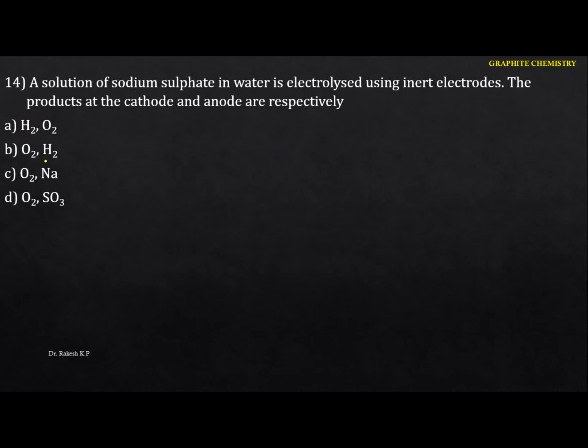Okay, next one. A solution of sodium sulfate in water is electrolyzed using inert electrodes. The products at the cathode and the anode are respectively? This is the most important thing here. Let's identify this. We are talking about the aqueous solution. If we're talking about the reduction potential, the reduction potential of water is always greater than the reduction potential of Na plus. So now we can identify.